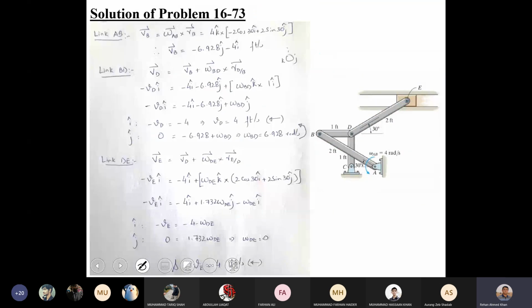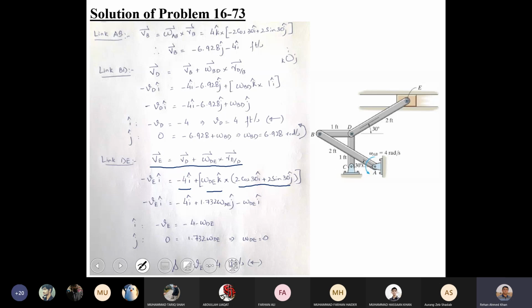Toh thoda sa hum solution ki taraf dekh lein, wo page complete ho gaya tha. So we are considering this link ED and we have written the relative velocity equation taking point D as our base point. So VD is minus 4i. Similarly, omega cross R mein omega DE, humne counterclockwise judge kiya aur R hamare paas aa gaya 2 cos 30 i plus 2 sin 30 j.